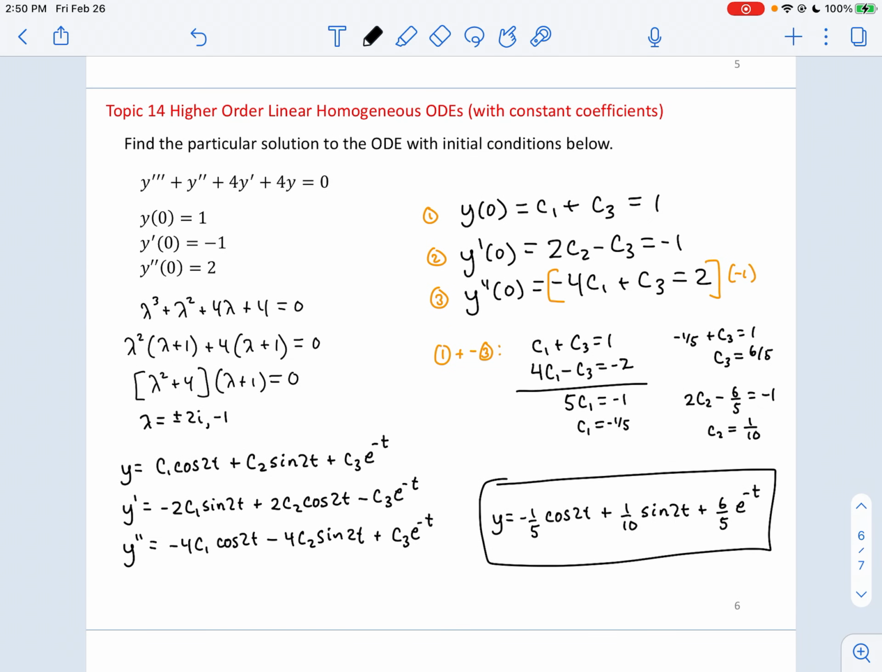Okay, that wraps up topic 14 on higher order linear homogeneous ordinary differential equations with constant coefficients.